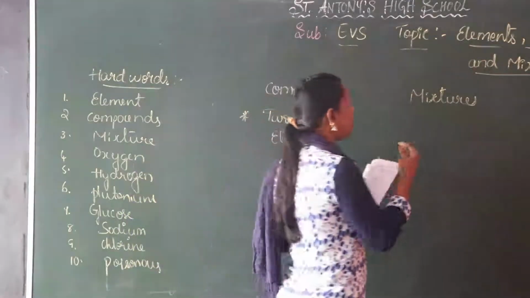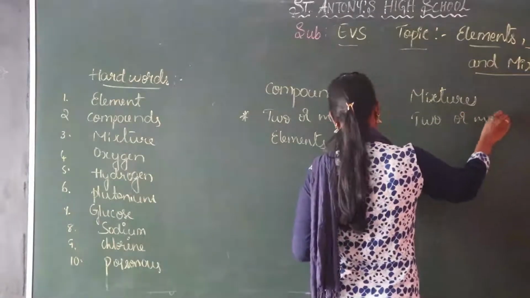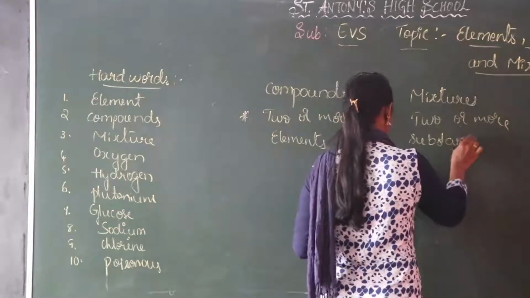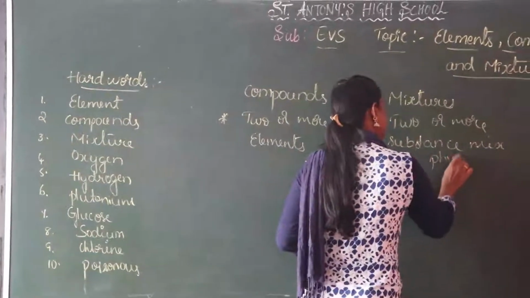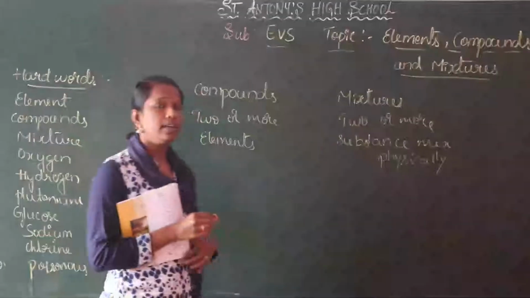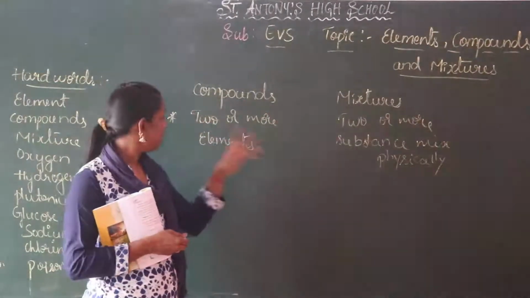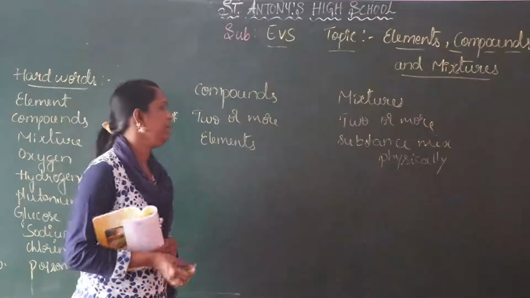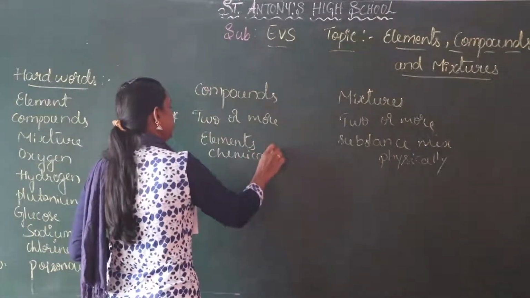Here, when two or more substances mix physically, it is a mixture. For example, when we take soil, it is a mixture of clay, sand, like that. It is mixed physically, but in compounds, it is mixed chemically. So by a chemical method, it will be combined.